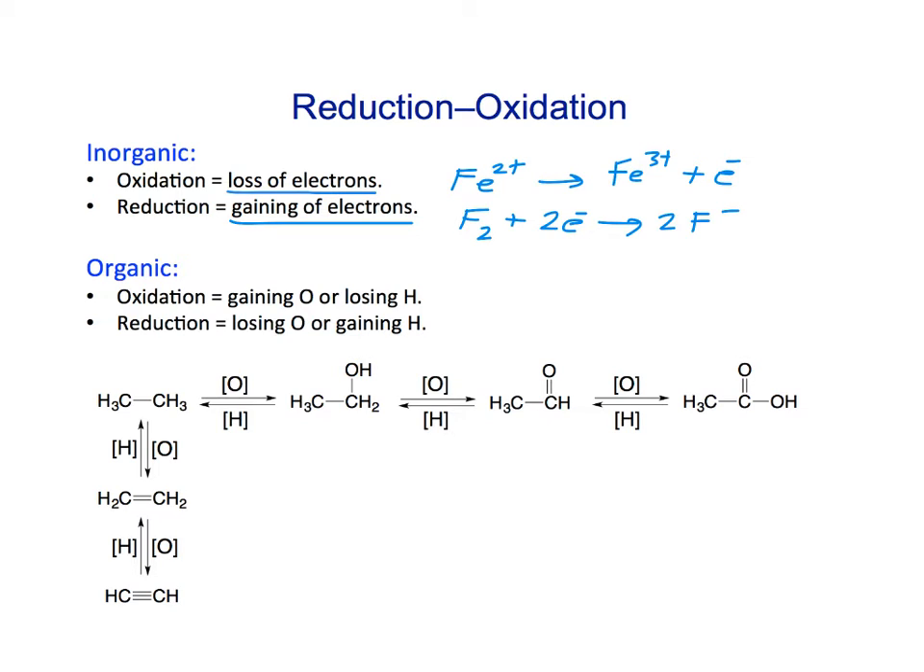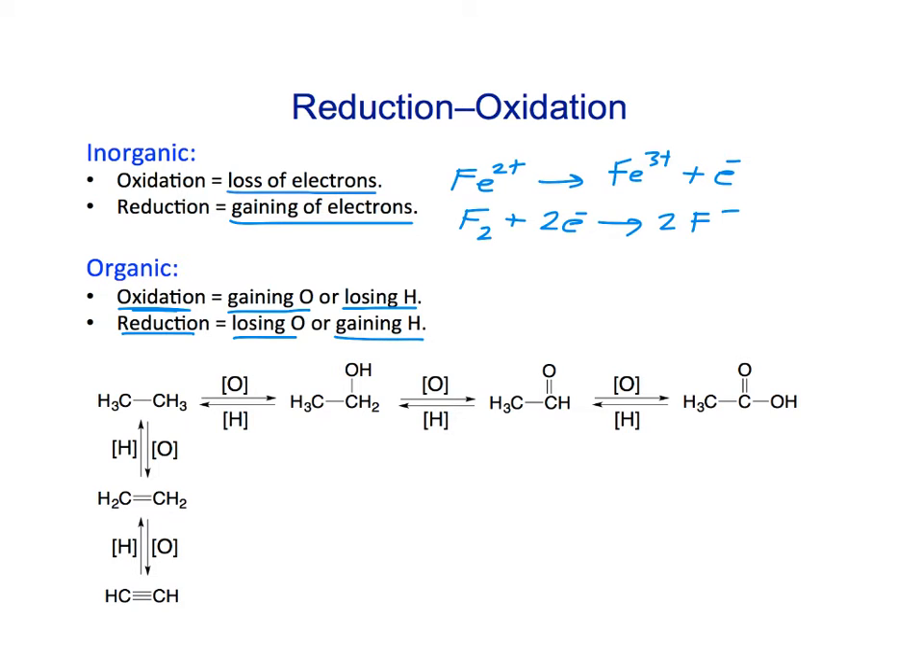Now, in organic chemistry, carbon atoms often have multiple oxidation states, and so calculating loss and gain of electrons can be challenging. So we take an easier strategy. In general, in organic chemistry, oxidation is going to involve either gaining oxygen or losing hydrogens, whereas reduction will be just the opposite, either losing oxygen or gaining hydrogen.